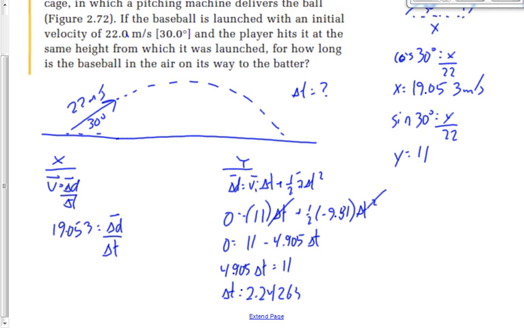Now what do we do at that time? One word answer. What do we do at that time? Nothing. What were we looking for? Nope. What were we looking for? Time. We're done. Now, if we were looking for the horizontal distance, then what would we do? We take that time and we put it back into here and solve for the displacement, right? We don't need to do that in this question, though. We could, but we don't need to, right?